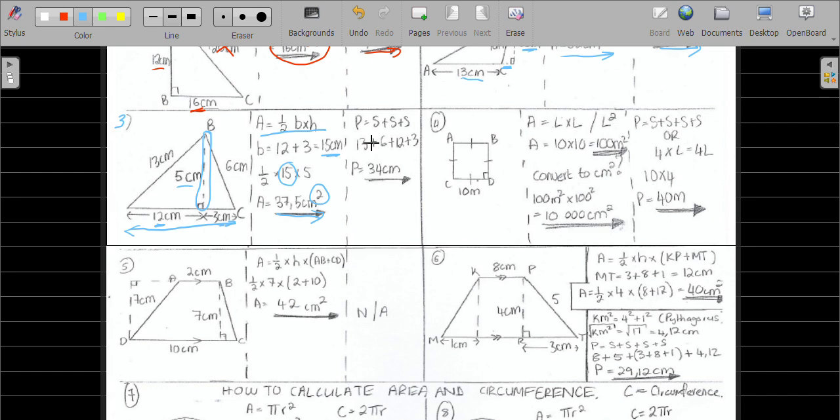Right then, perimeter. Again, guys, it's the perimeter of the triangle ABC. So we're just going to add 13 plus 6 plus 12, or 12 this side, and plus the 3. And we put that in our calculator and we get 34 centimeters. Nice, guys.